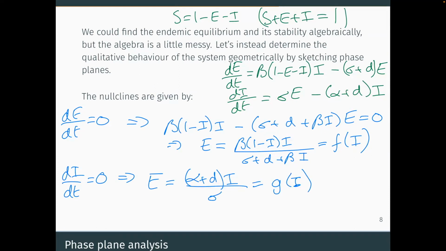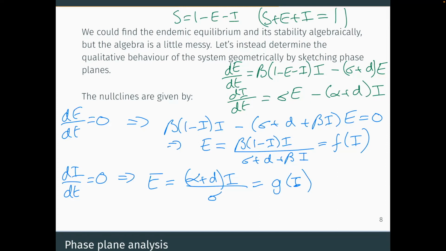This thing here is a little bit more complicated, but we can see that if we set I equal to 0, our denominator is non-zero, so that's good, but our numerator is going to equal 0. So when I is equal to 0, E is going to be equal to 0. When I is equal to 1, again, the numerator is going to be 0 and the denominator is non-zero, so E is going to be equal to 0 again. So we have these two anchor points: when I is equal to 0 or I is equal to 1, then E is equal to 0.